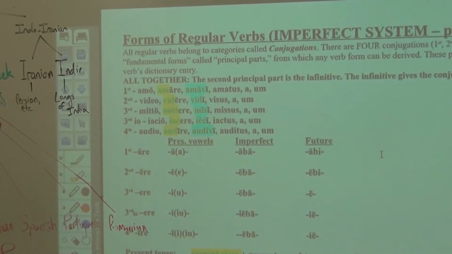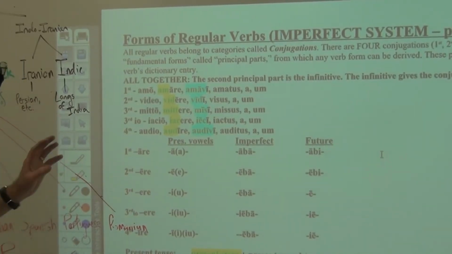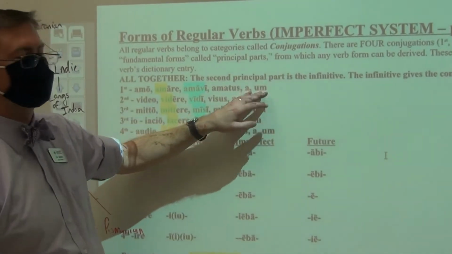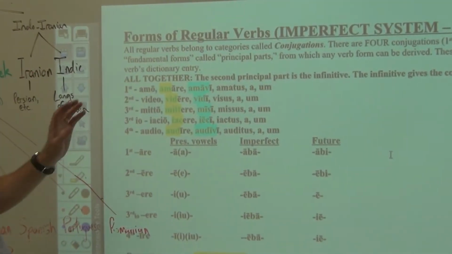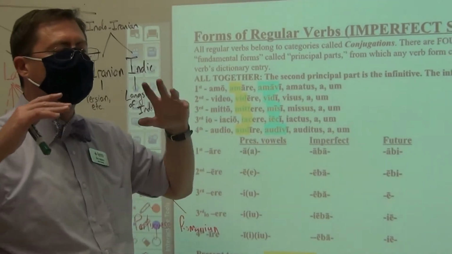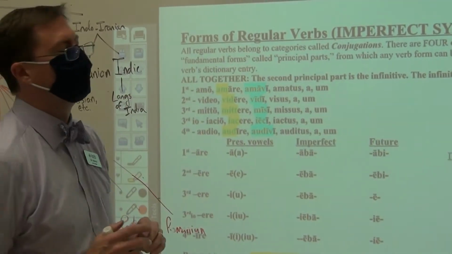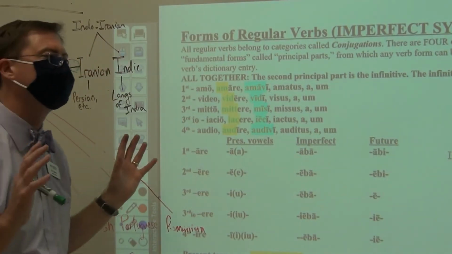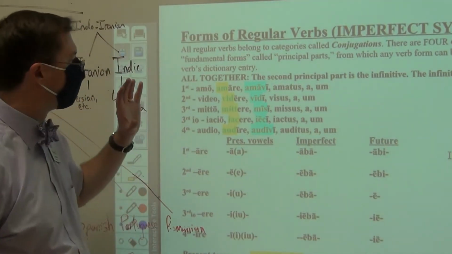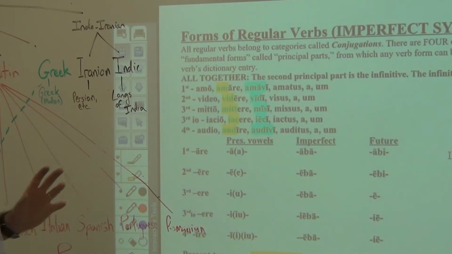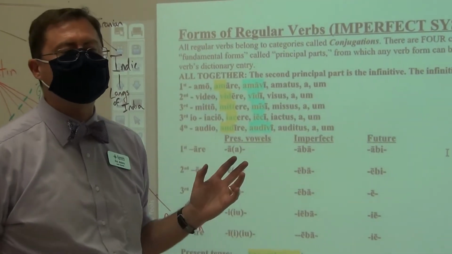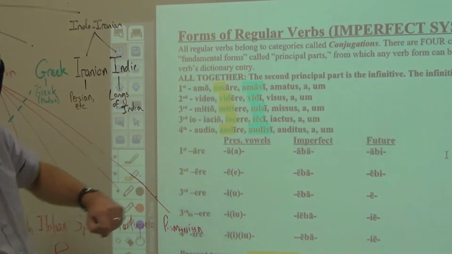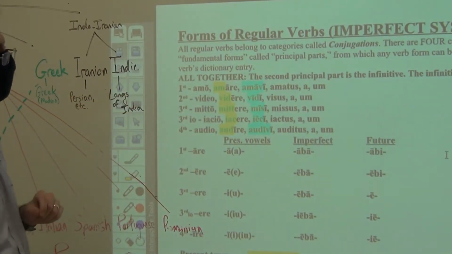Of the principal parts, and that's also what you need to know about verbs, is that every verb has 4 principal parts. Most of them do. And these are the essential, most basic forms from which you can create any verbal expression in Latin. They are the fundamental forms, and we call them the principal parts. All principal parts are not created equal. The second principal part is the infinitive. The infinitive gives the conjugation and the present stem.